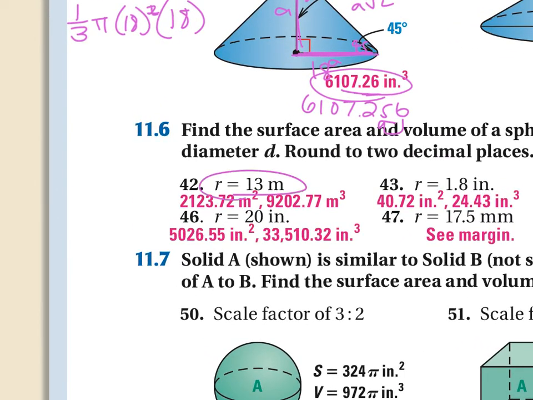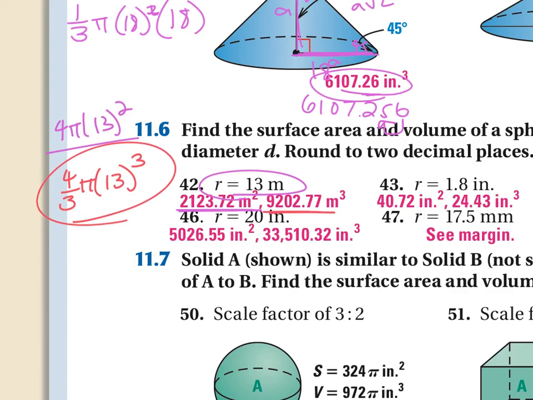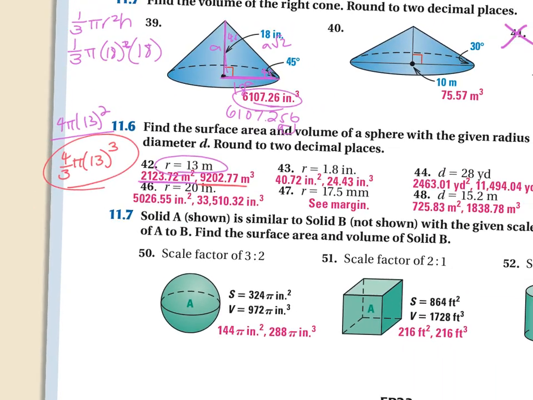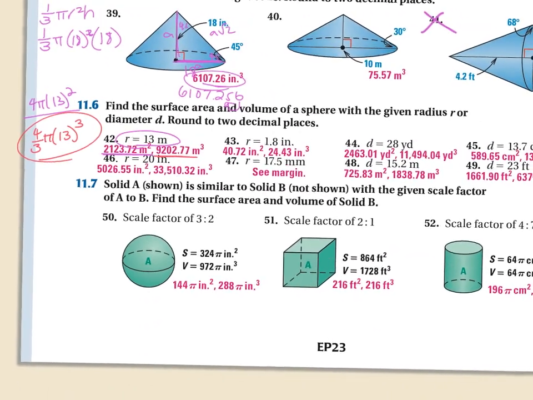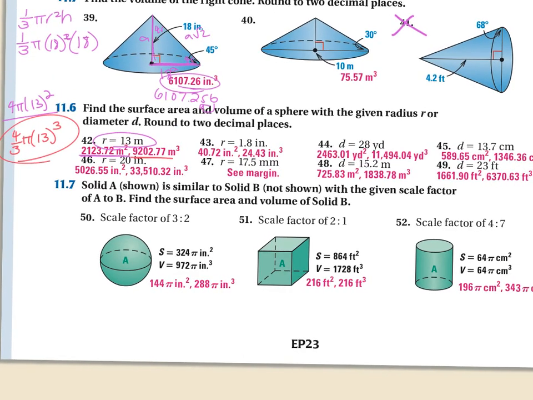So surface area would be 4 pi 13 squared for this, and then I would multiply that all out and get 2,123.672. And then volume is 4/3 pi r cubed. So this one would be r to the third. And then again, just multiply that all the way out to get 9,202.77. Don't worry about similar solids. You can skip that part too.